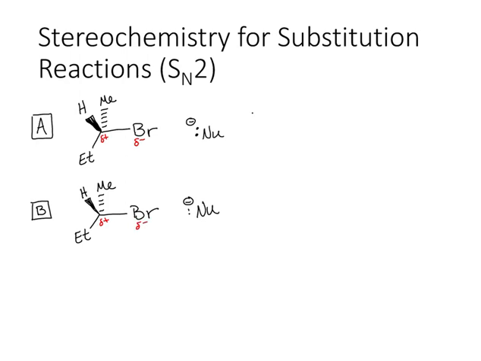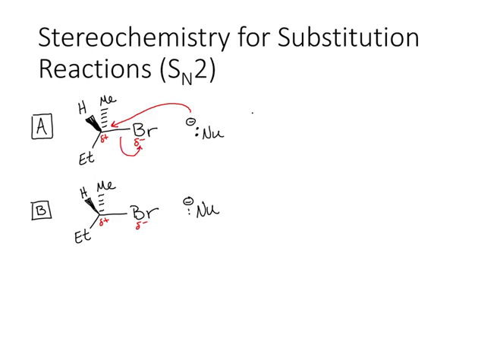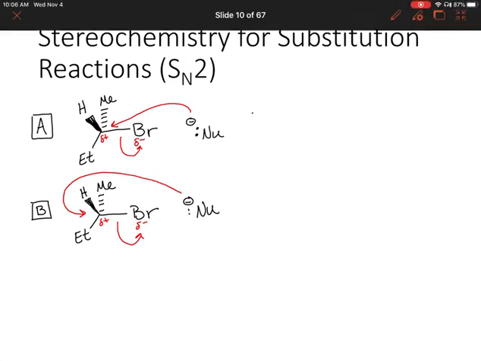And then remember, in an SN2 reaction, the nucleophile attacks and the leaving group leaves all in one step. So the nucleophile could attack from the front, and then the leaving group will leave. Or the nucleophile could attack from behind, and then the leaving group will leave. So we have two possibilities here. Now the way we can determine which one is preferred is by drawing the transition state.